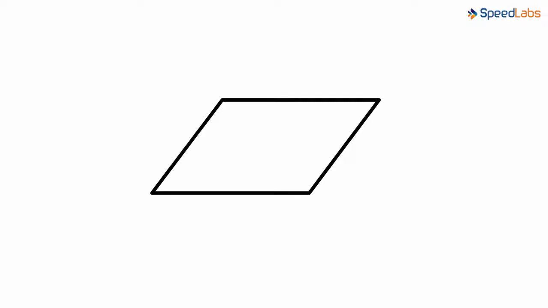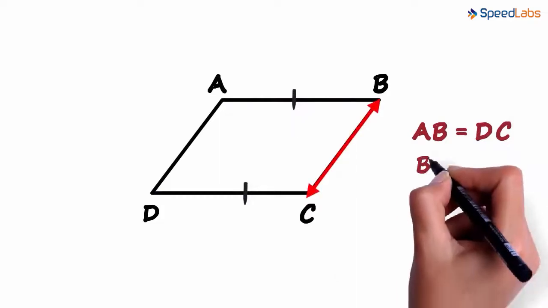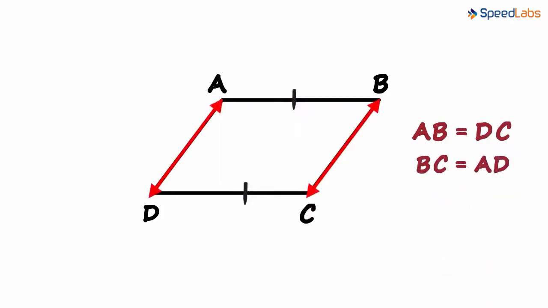Consider a parallelogram ABCD. AB and DC are parallel and equal. We mark a single line on both to denote that they are equal. BC and AD are also parallel and equal. But since their lengths may be different, we mark a double line on both of them.